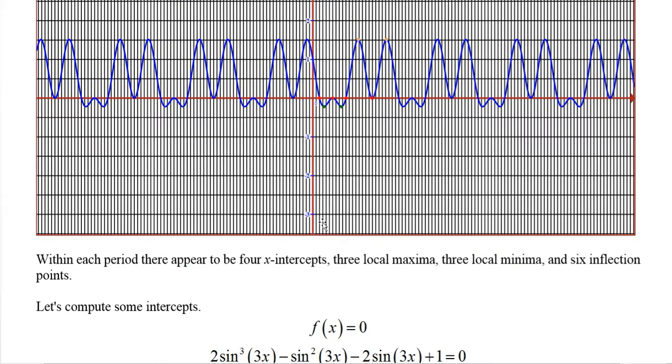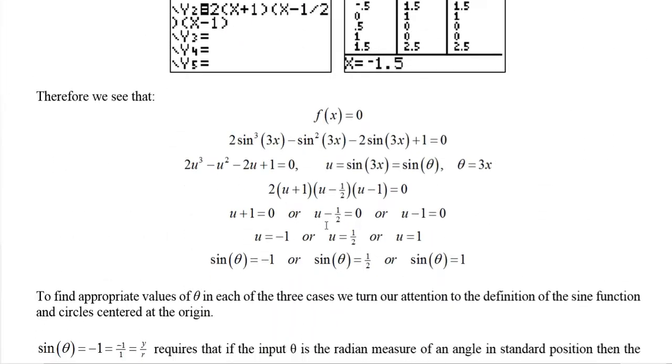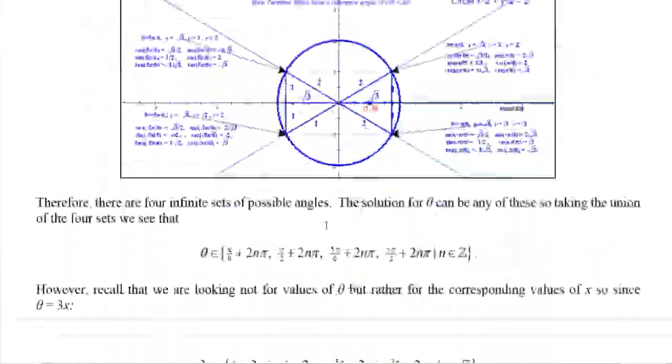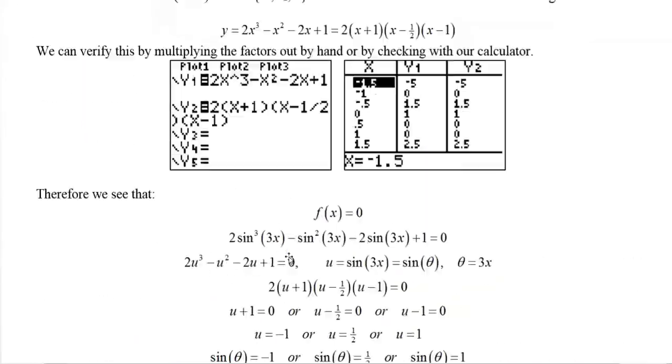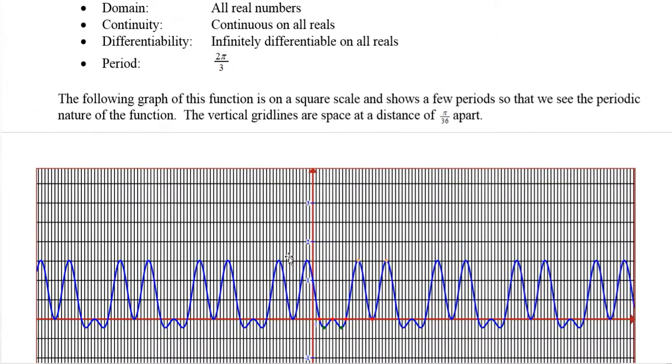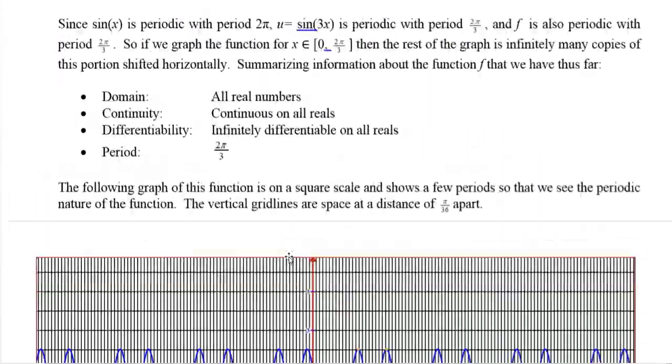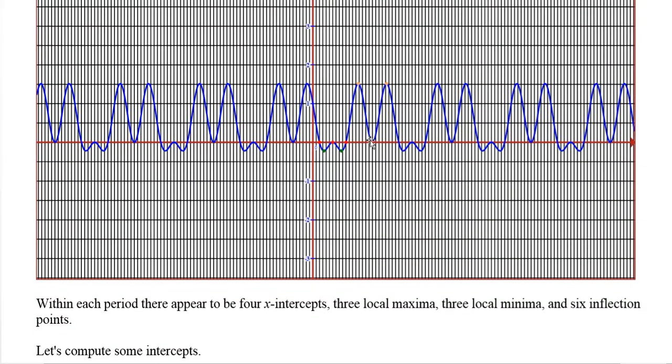So the first one again was pi over 18, I believe. Let's look back. Pi over 18, pi over 6, 5 pi over 18, and pi over 2 should be the x-coordinates of those 4 red dots where it crosses the x-axis. Those 4 red dots.